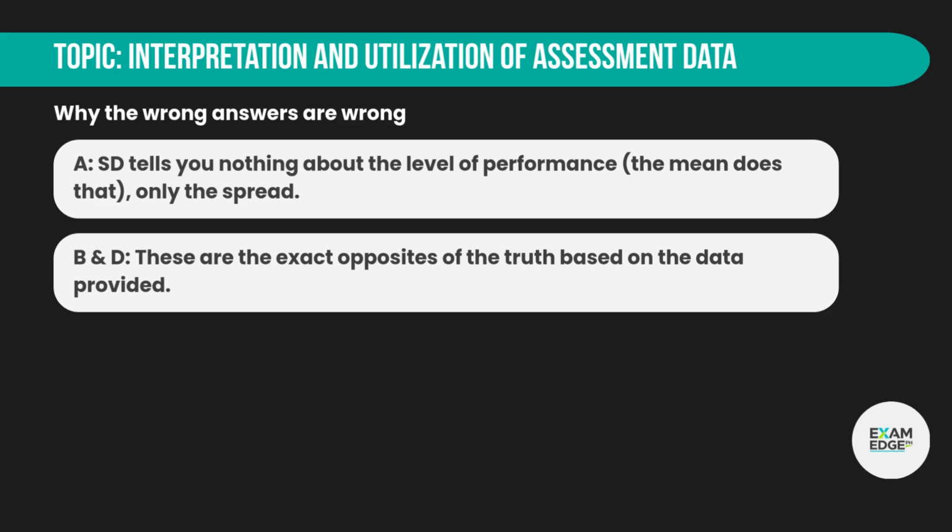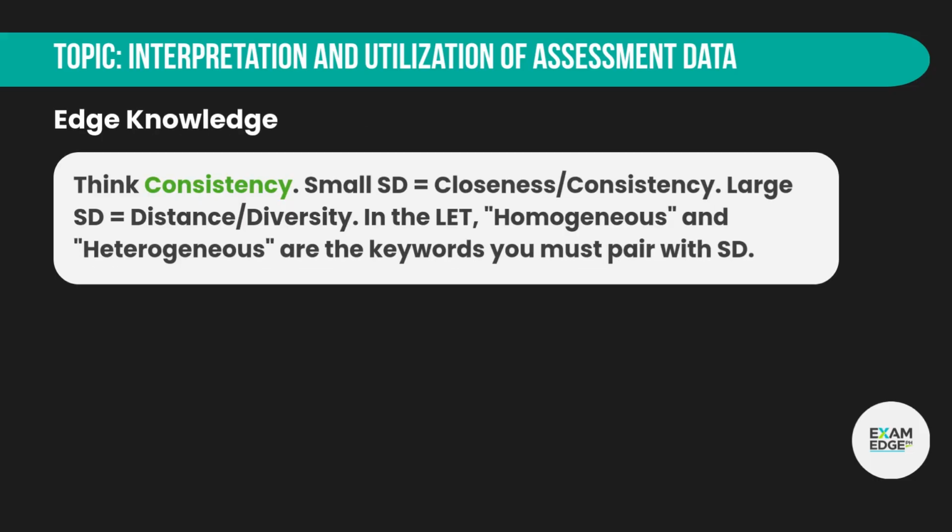Why the wrong answers are wrong? A. SD tells you nothing about the level of performance, the mean does that, only the spread. B. And D. These are the exact opposites of the truth based on the data provided. Edge knowledge. Think consistency. Small SD equals closeness, consistency. Large SD equals distance, diversity. In the LET, homogeneous and heterogeneous are the keywords you must pair with SD.